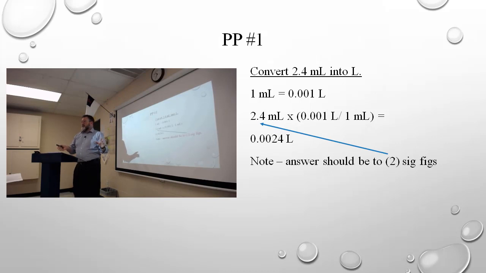Okay? So my original measurement had two significant figures, so my answer has to have two significant figures. And this is when you're using something where the conversion factor is by definition. It doesn't affect. So the answer is 0.0024 liters.